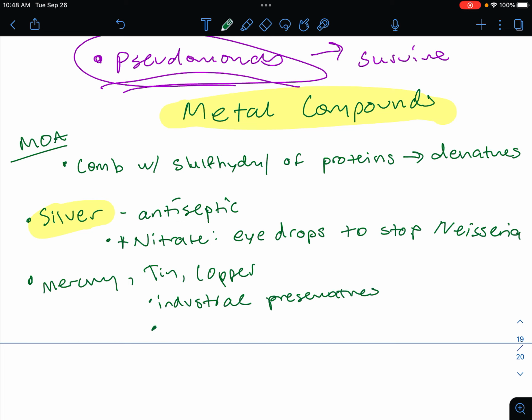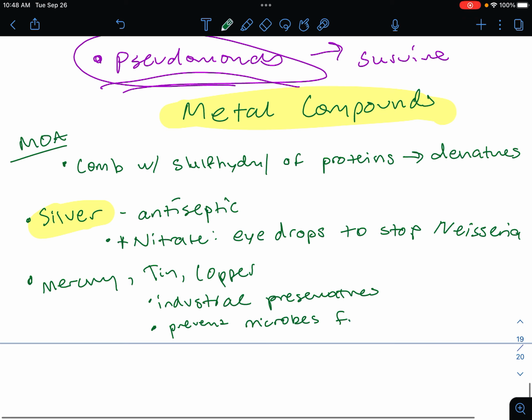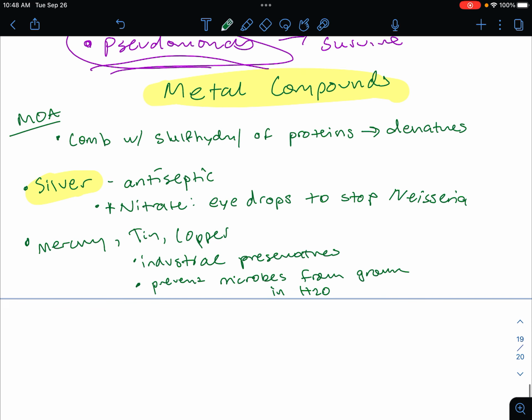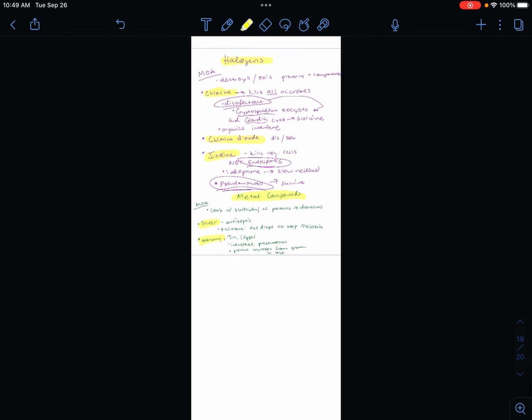And these prevent microbes from growing in water. Specifically, water left in those tanks in all those facilities.